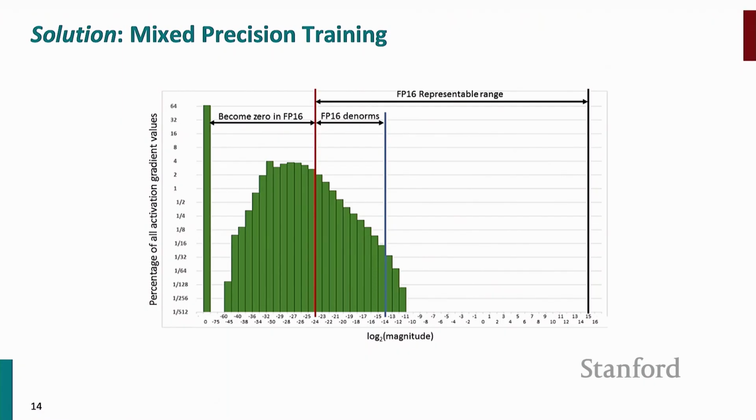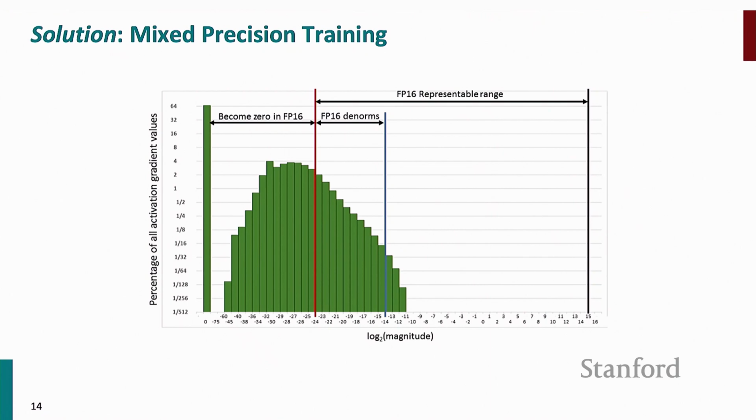So let's go back to this diagram that we had. This shows gradients in the backward pass, and I said that we're going to compute all our gradients in FP16. What's going to happen? Most of them will just get converted to 0, okay? Which is something that we really would like to avoid.